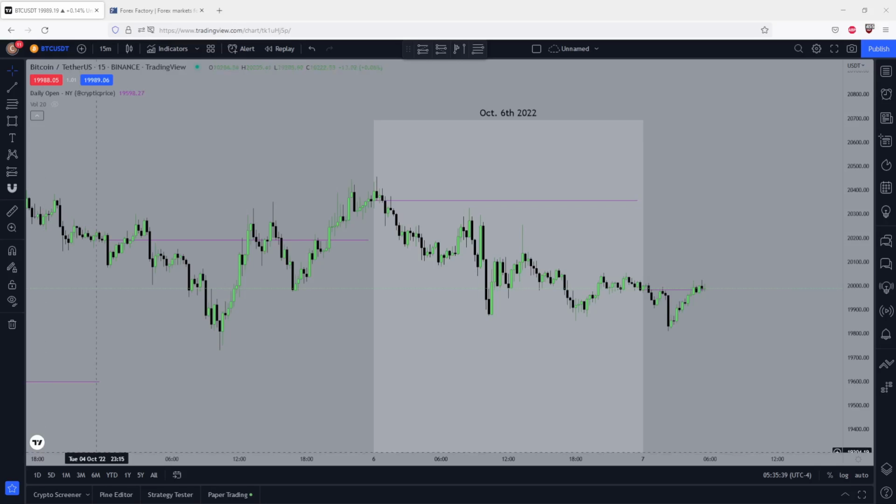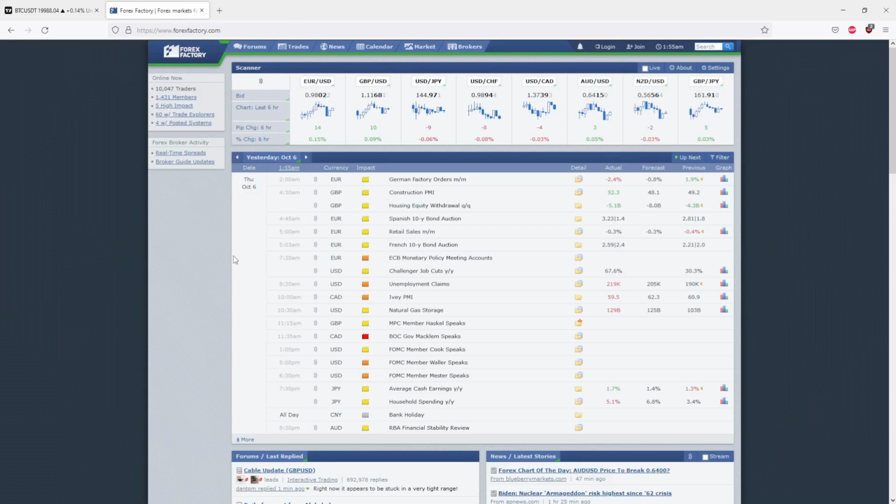Hey guys, welcome back. This is the Bitcoin market review for October the 6th, 2022. And again, before we get into the setups, as usual, we look at the economic calendar.